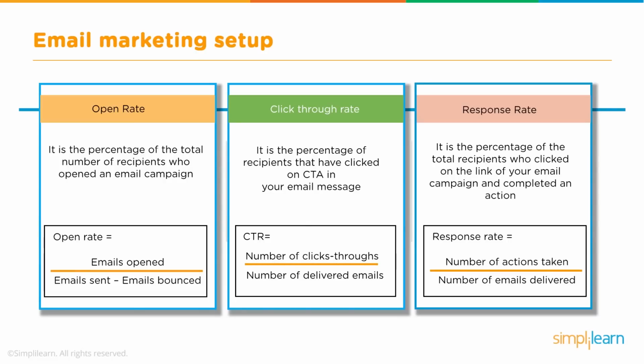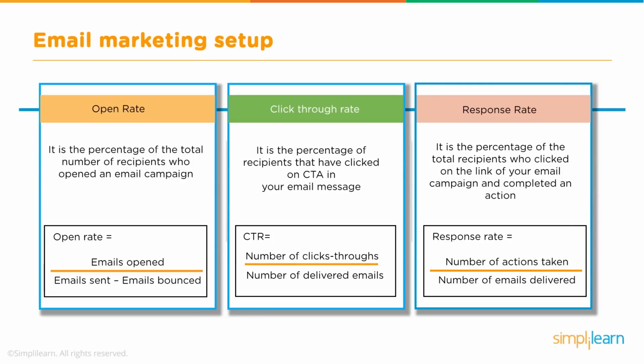And then response rate. So it's the percentage of the total recipients who clicked on a link of your email campaign and actually completed the action. So in our example, we're trying to get people to click on the shopping call to action and get them to purchase. So we sent 100 emails, and of the 25 who actually clicked, we had 10 who actually took action and purchased. So 10 divided by 100 is 10%. So you have open rate, click-through rate, and response rate. Those are some key metrics for email marketing.